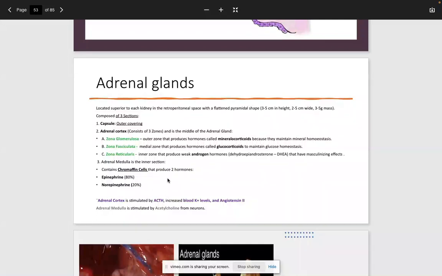The adrenal medulla is much simpler than the adrenal cortex. It's going to contain an area called the chromaffin cells, and they're going to produce epinephrine and norepinephrine. Epinephrine, these are going to be your catecholamines, which are going to be responsible for fight or flight.